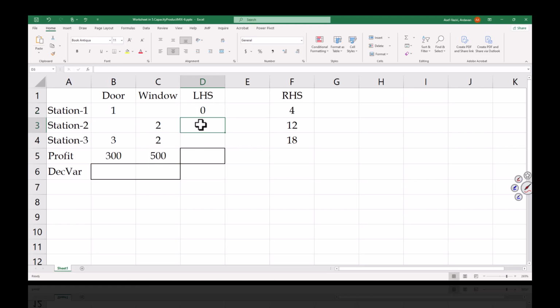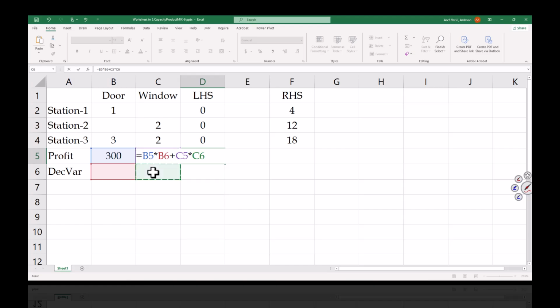Then I come down here, I type equal to this one multiplied by this one plus this one multiplied by this one is what I need for resource 2, and I come here and type equal to this one multiplied by this one plus this one multiplied by this one. This is what I need from resource 3, and my profit is equal to this one multiplied by this one plus this one multiplied by this one, and that is my profit.